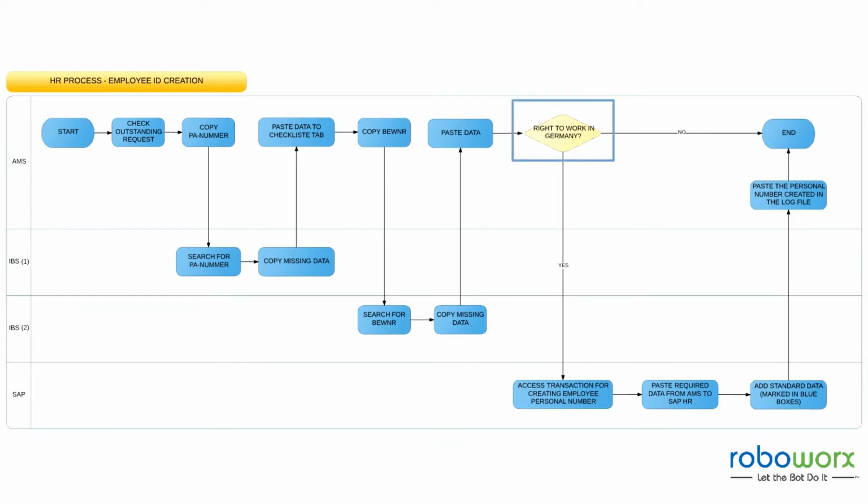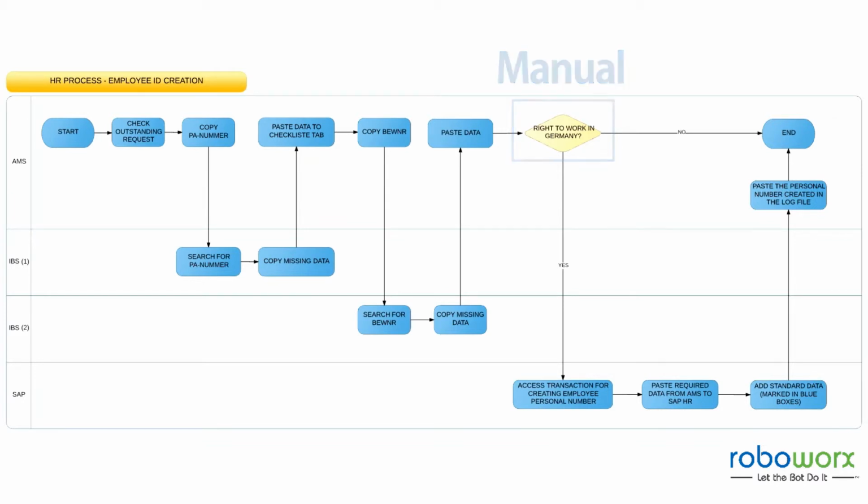The second part of the process, checking whether the applicant has the right to work in Germany, does not meet the automation criteria, as there are several verification steps involving human decisions. For example, checking if the student has a green card or other types of permissions. This will remain a manual step.